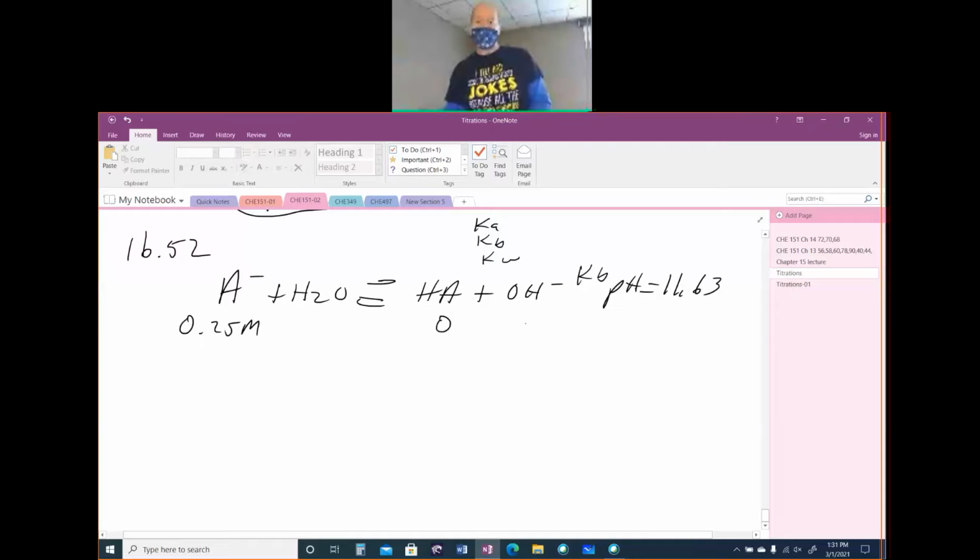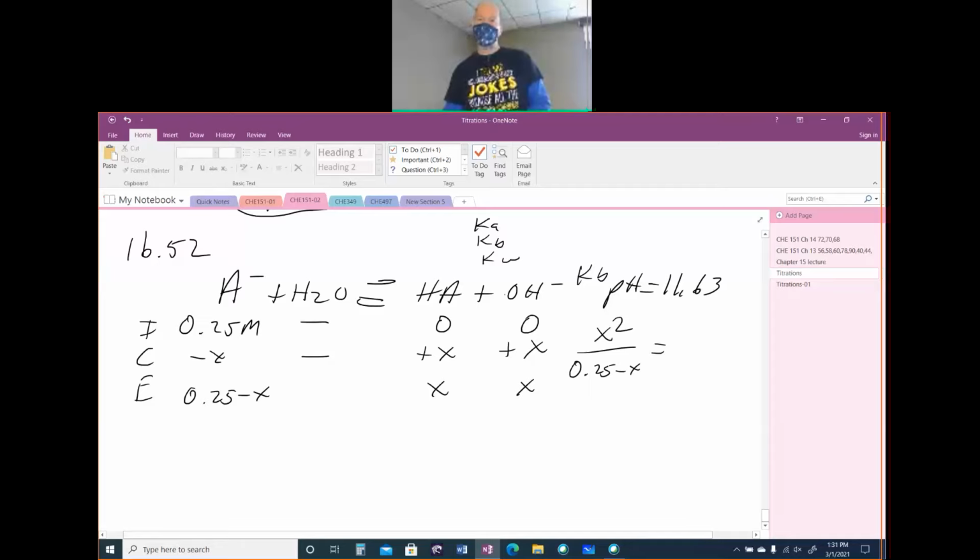Except these are 0 and 0, and so it has to go to the right. Minus X, again, water. Don't worry about water. Plus X. Water is a liquid, not in your equilibrium. So 0.25 minus X, X, and X. So we have X squared over 0.25 minus X is equal to the Kb. This is the Kb reaction, and so now it's equal to Kb.